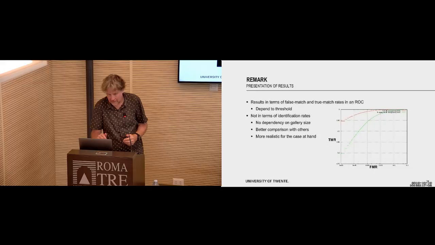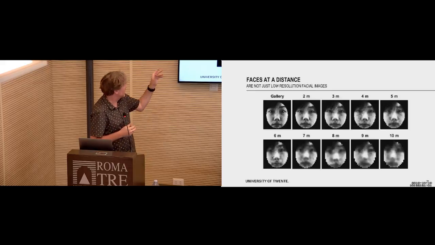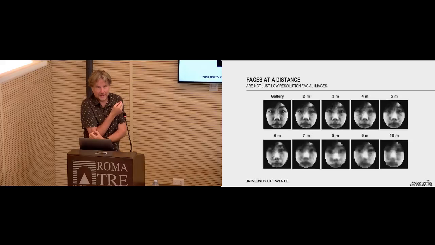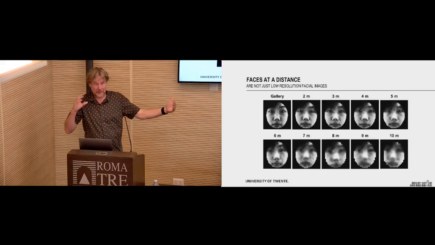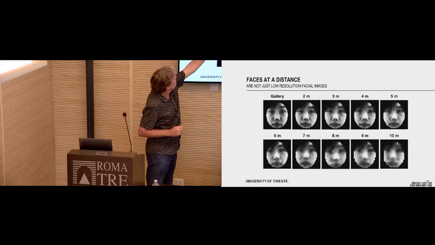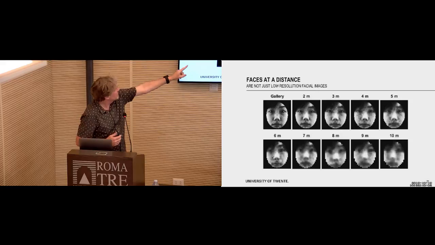So, faces at a distance. This is my PhD student. She volunteered to record a small data set, and we're just willing to look at what actually is happening if we take a standard camera and we increase the distance. So this is our gallery image, which is, let's say, 50 centimeters or 1 meter away from the camera. And if we increase distance, you see that gradually we're losing detail.